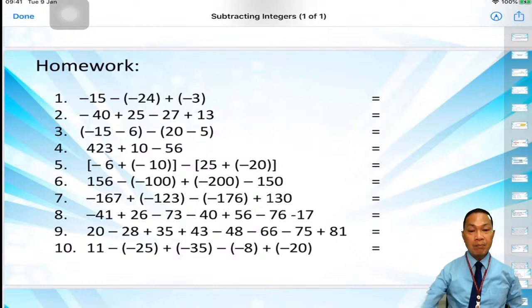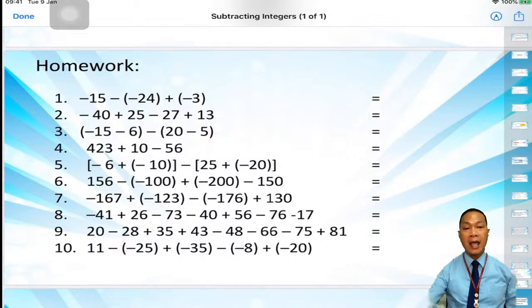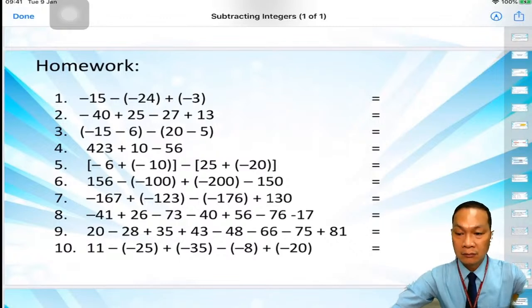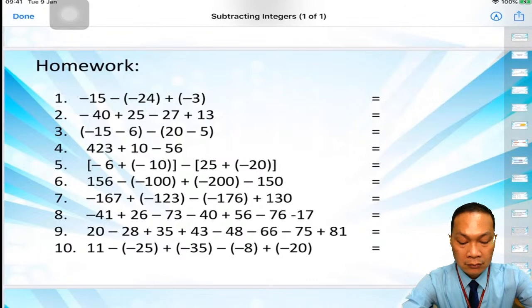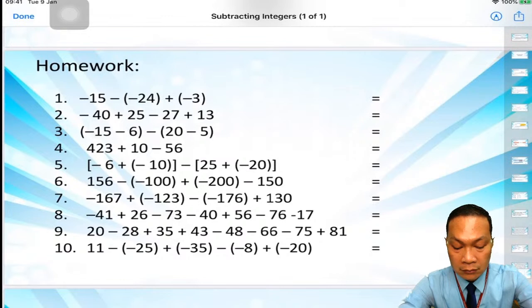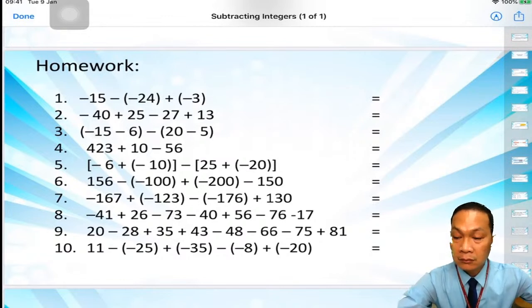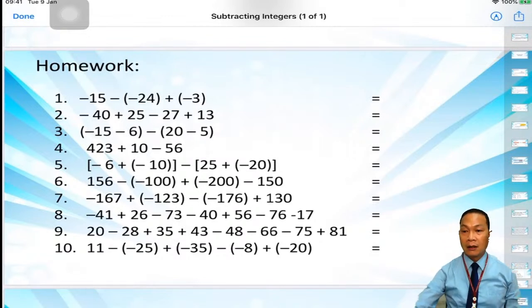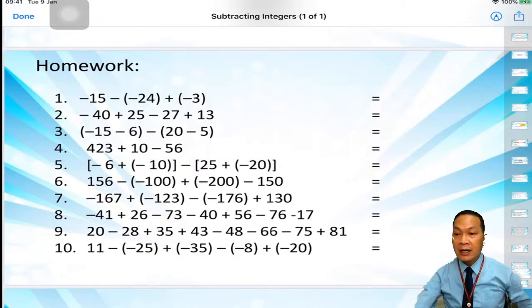I said report paper or A4. If you have no report paper, A4. If you have no A4 or report paper, don't use notebook this time. Okay? All right. Any more question? I am reading your questions now.